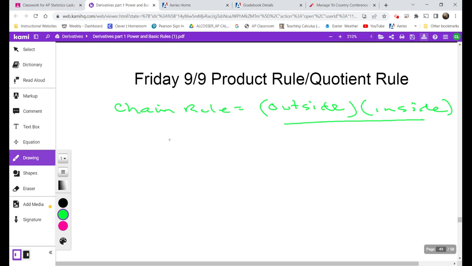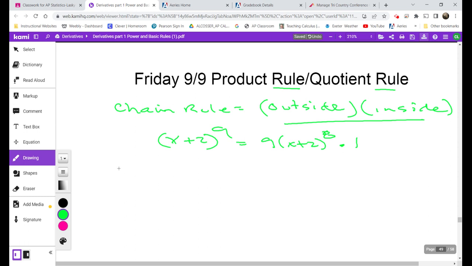So if we have (x + 2) to the ninth power, we end up with 9 times the quantity (x + 2), 9 minus 1 is 8, times the derivative of the inside, which is 1. Okay. And so it'd be 9(x + 2) to the 8. That's the chain rule.